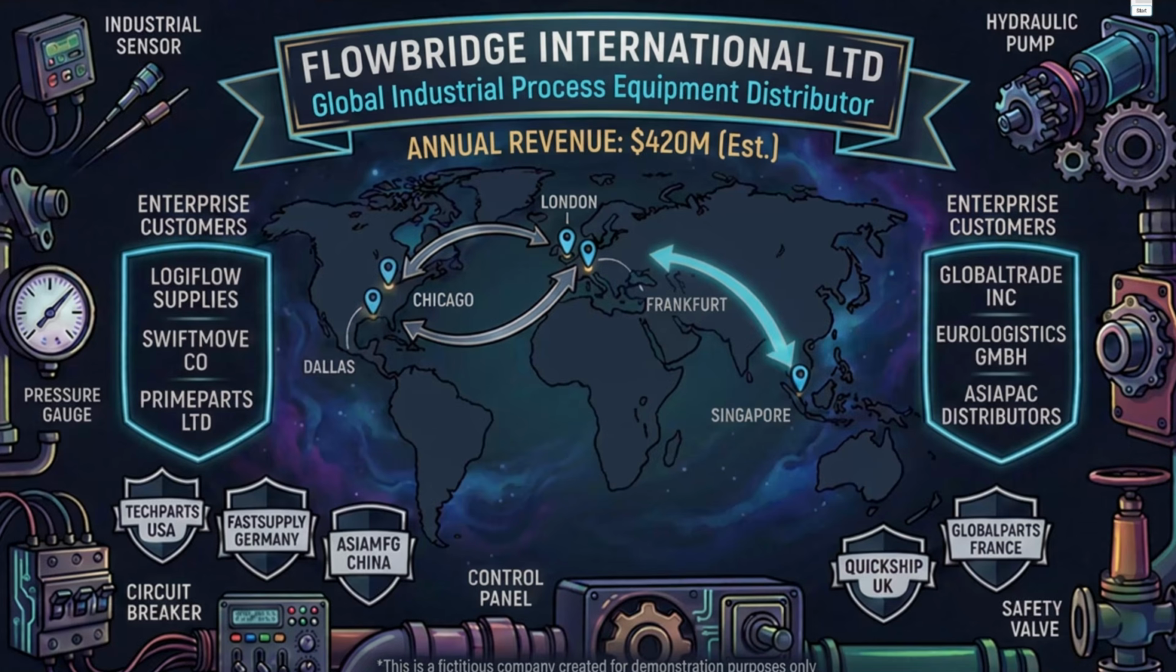With that, they have 6 enterprise clients as their customers: Logiflow Supplies and Global Trade in North America, then SwiftMove and Eurologistic in Europe, then Prime Parts and Asia Pac in Asia Pacific. They also have 5 suppliers: Tech Parts in USA, then Fast Supply in Germany, Asia MFG in China, then QuickShip in UK, and then Global Parts in France.